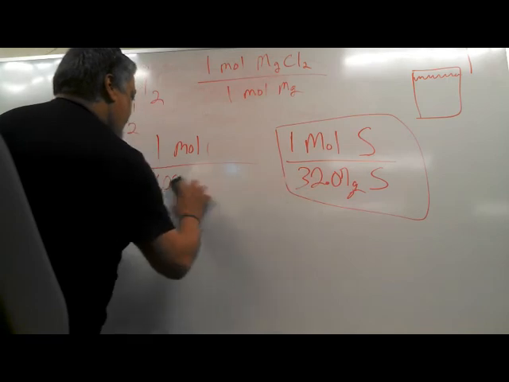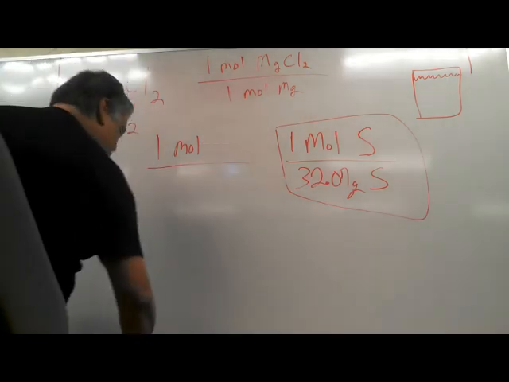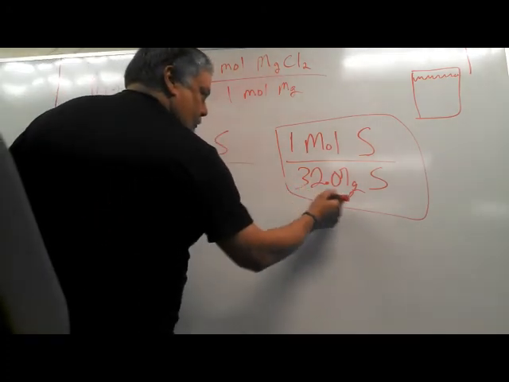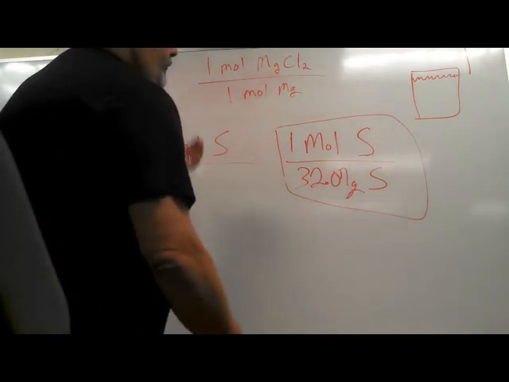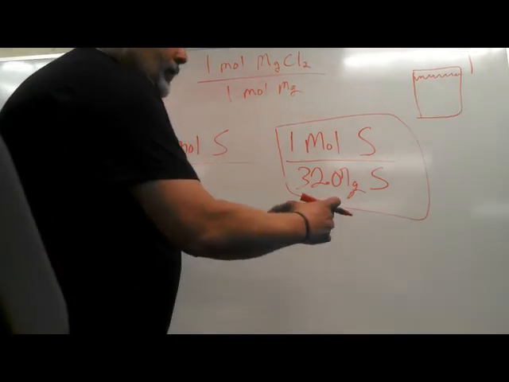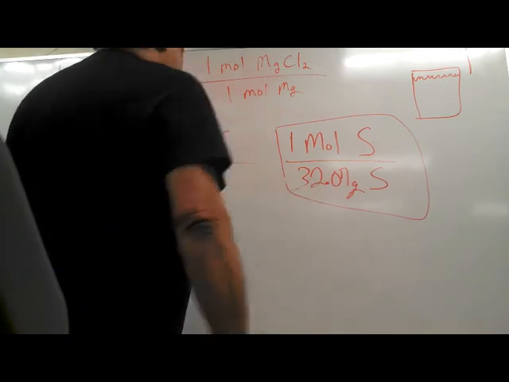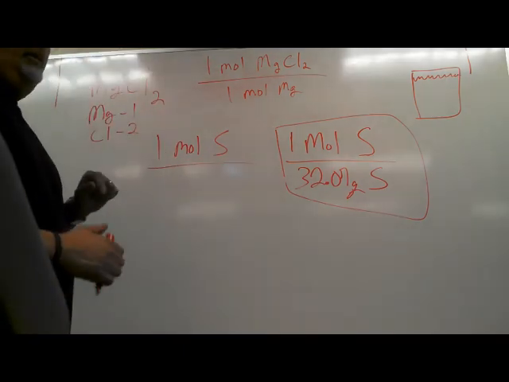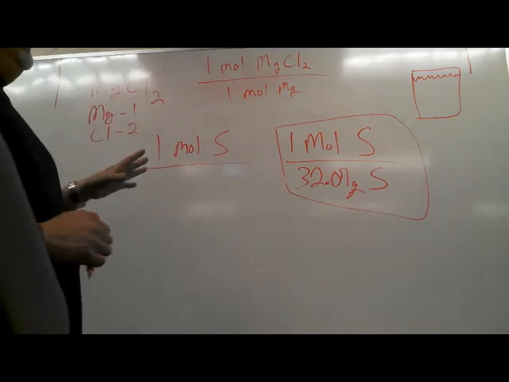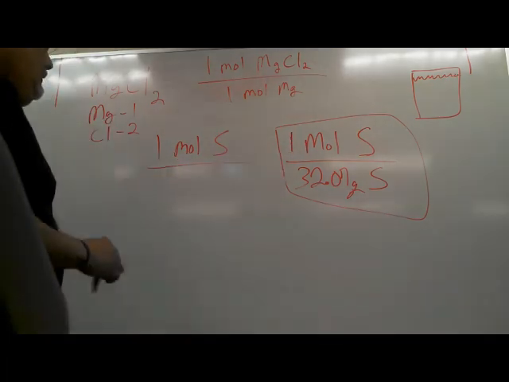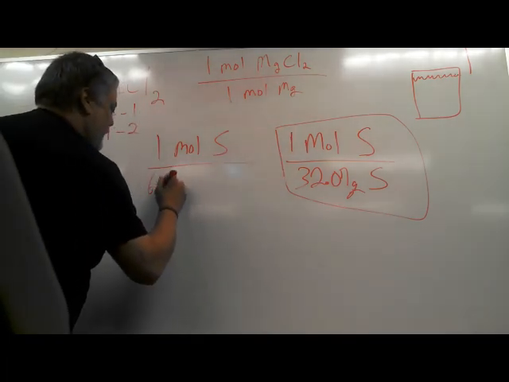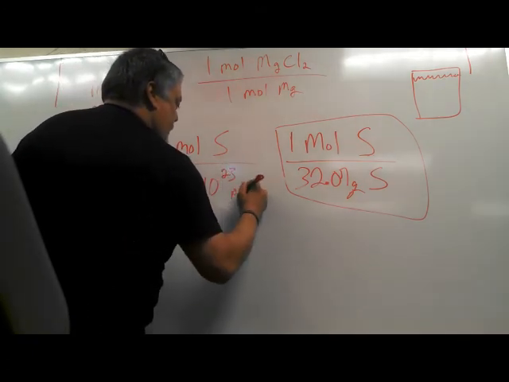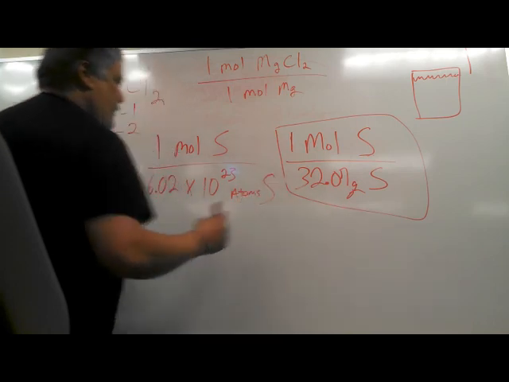Let's do what we did over here with water, but with just a single element, sulfur. So 1 mole of sulfur, which we know weighs 32.07 grams. If you were to put a container of sulfur on the balance and measure out 32.07 grams, you would have exactly 1 mole of sulfur. How many atoms of sulfur are in 1 mole of sulfur? Avogadro's number, 6.02 times 10 to the 23rd atoms of sulfur.